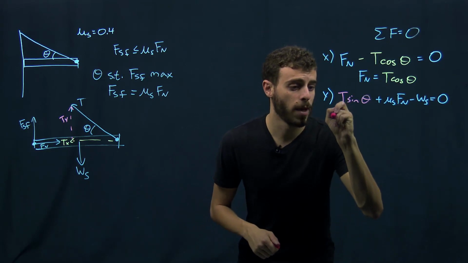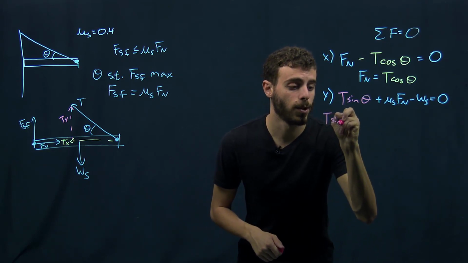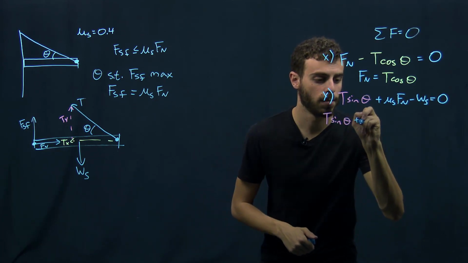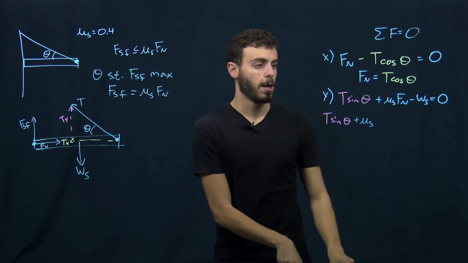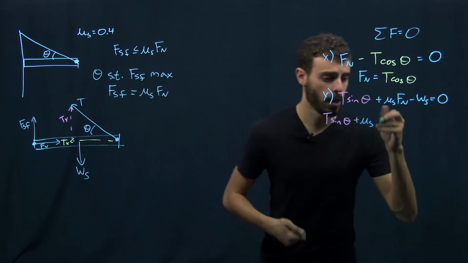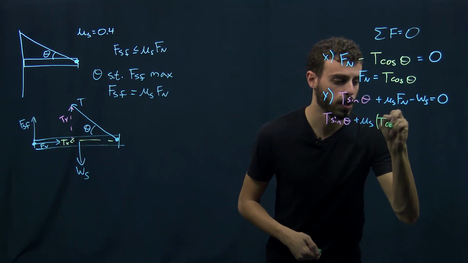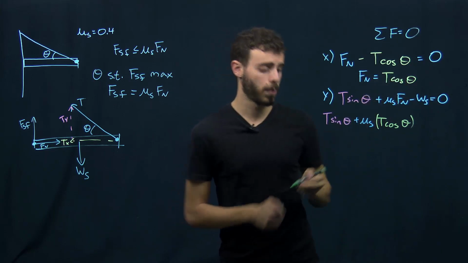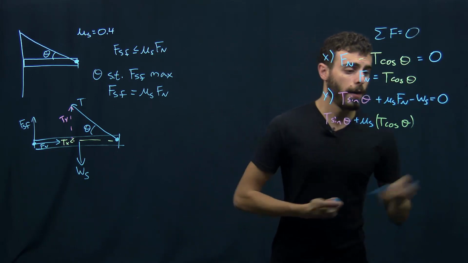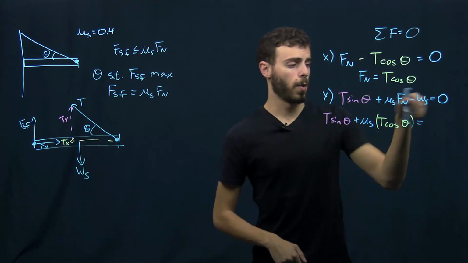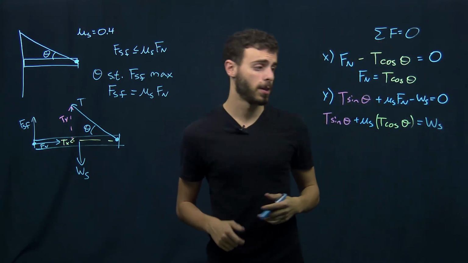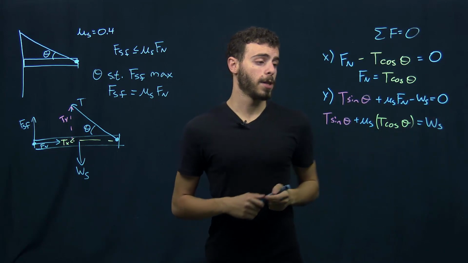So everything else will remain the same. We'll have T sine theta, which won't change. But now the friction force will become plus mu s, and for this normal force, I'm just going to plug in what we solved for before, which is to say T cosine theta. So this right here got plugged in. And then I am just going to also move this weight force over. So all of this should be equal to the weight force of our stick. So here now is a relation we see.